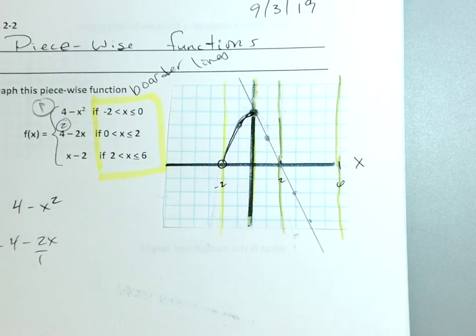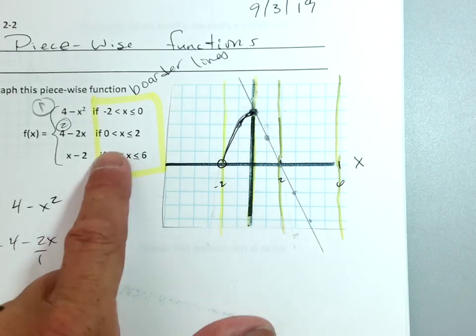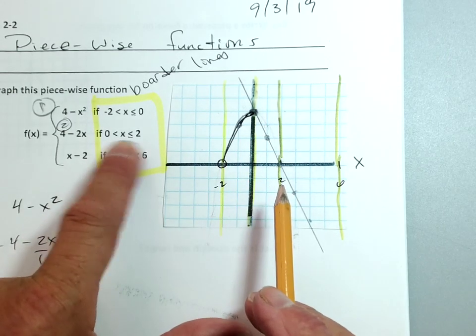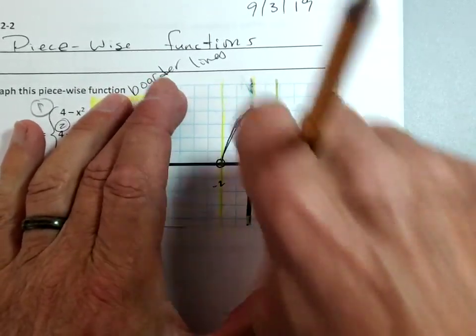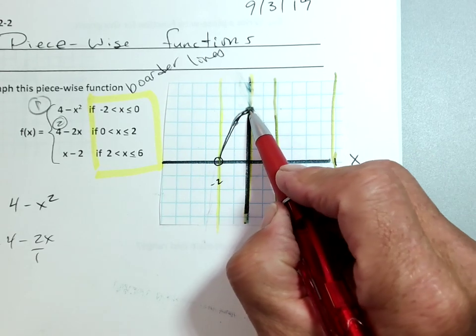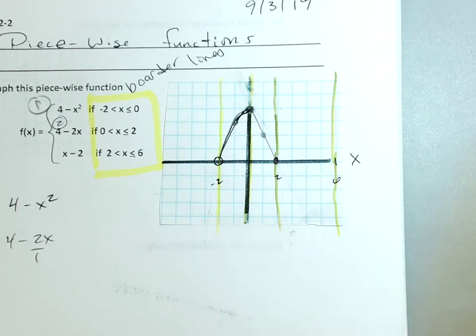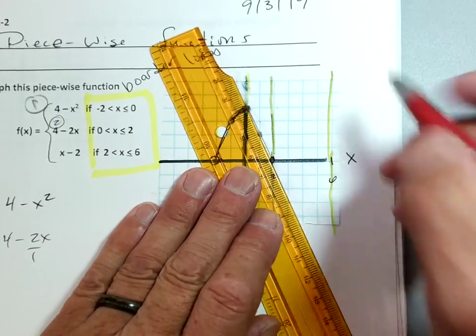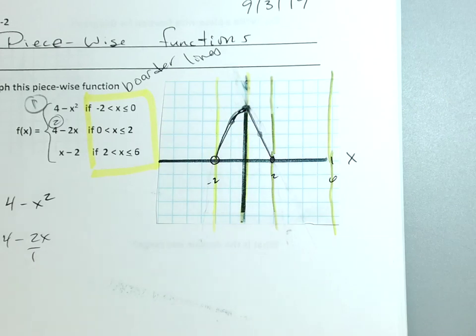But I don't want all of that line, right? I only want a piece of it. And the piece that I want exists between 0 and 2. So I erase all the rest, okay? This is already a solid dot. Makes me happy. This one becomes a solid dot. So the second piece of this graph looks like this. How am I doing? Thumbs up.